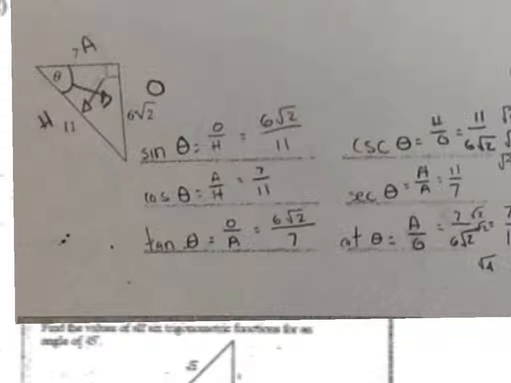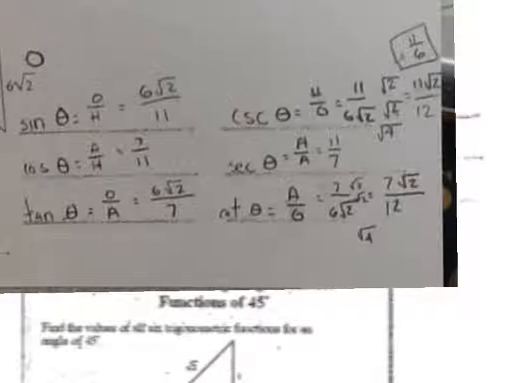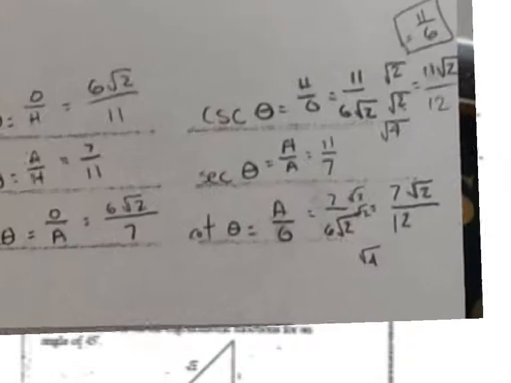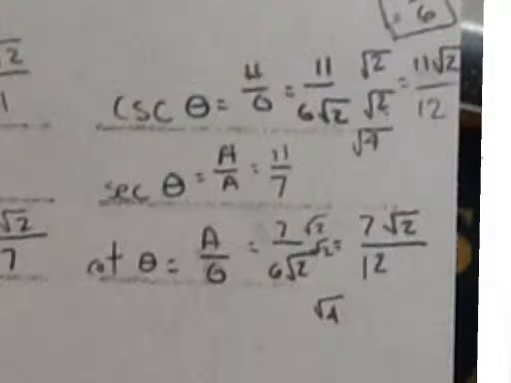Then when you get the reciprocal functions, you flip them over. And the problem is the square root of 2 on the bottom. So you rationalize by multiplying top and bottom by square root of 2. When you multiply top and bottom by square root of 2, you end up with 11 square root of 2, and at the bottom, square root of 2 times square root of 2 is the square root of 4, and square root of 4 is just 2. So 6 times 2 is 12. So cosecant is 11 square root of 2 over 12.